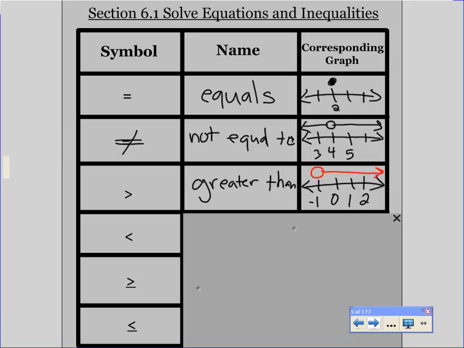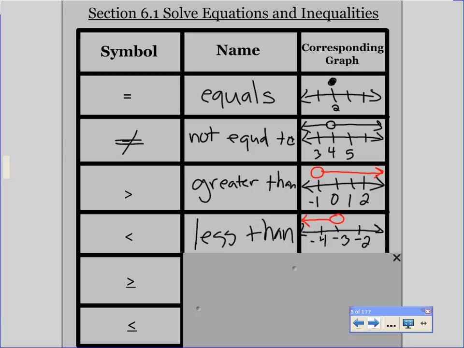If I said you guys are all greater than 6 years old, no one in here is 6 years old. If I said all of you are greater than 12, none of you are 12. John, are you 12? That's why I said you're all greater than 12, which means you're all above 12, including me, right? We're all above 12.